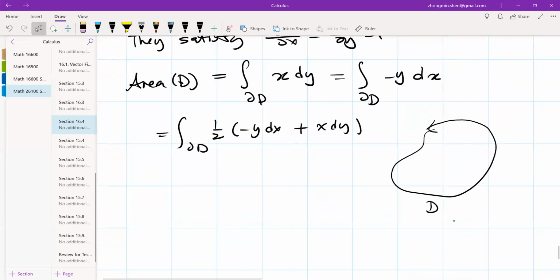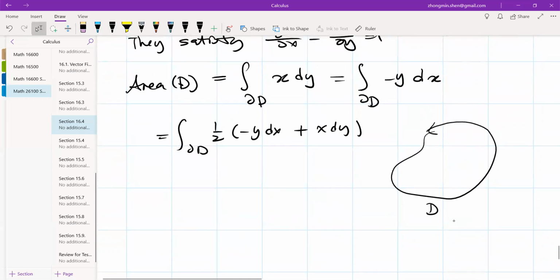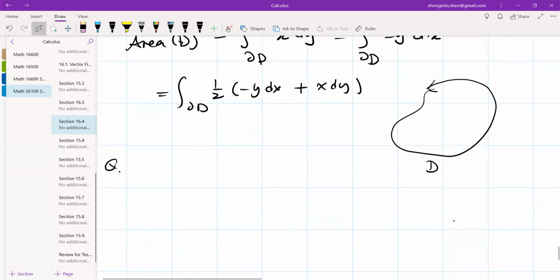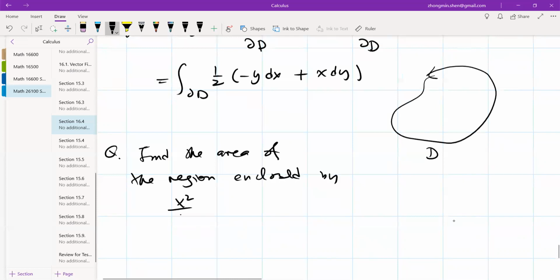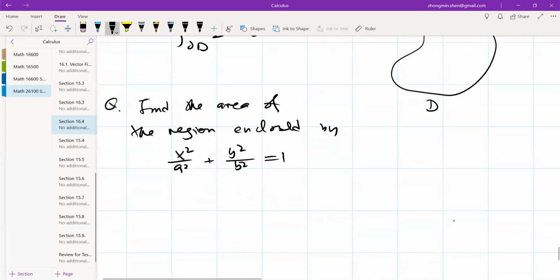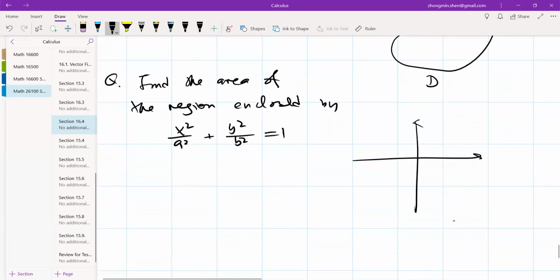All right. So let's take a look at the following example. Find the area of the region enclosed by this equation. Okay, this is an elliptical region, right? I want to find the area of that region.